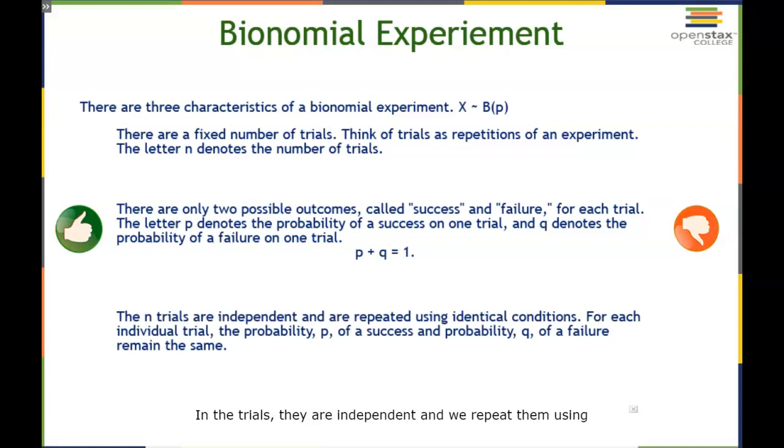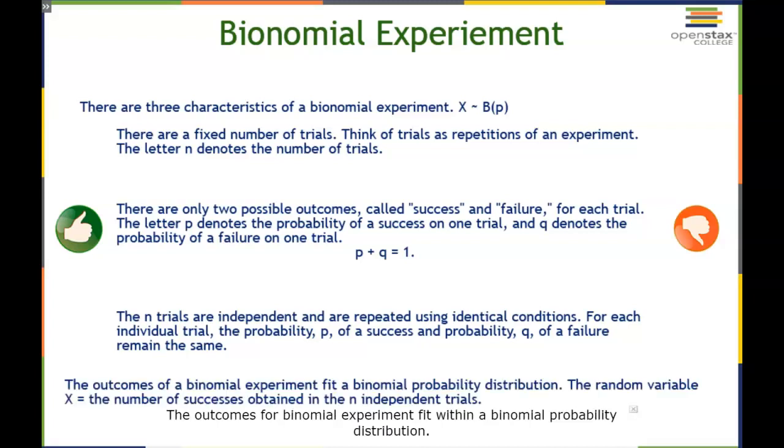The trials are independent, and we repeat them using identical conditions, and therefore the probabilities don't change for a success or a failure. They remain the same. And those are the 3 things a binomial experiment has: a fixed number of trials, only 2 possible outcomes, and for each trial, all the setup and conditions are identical.